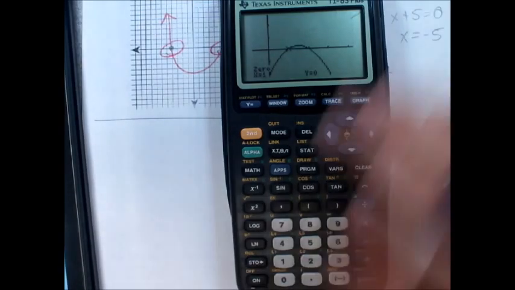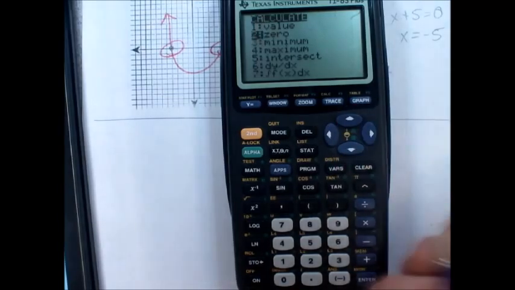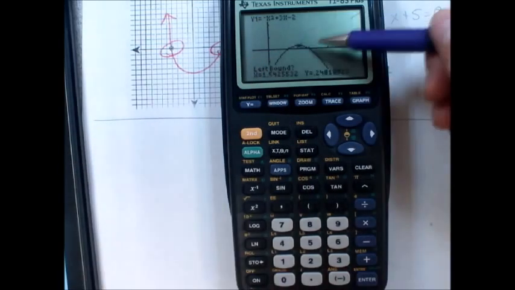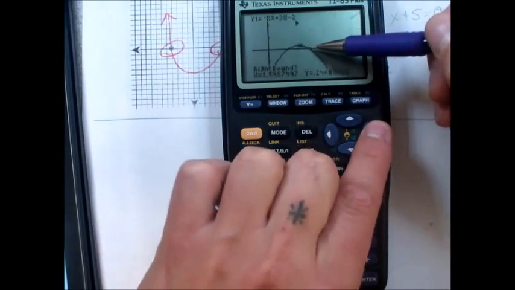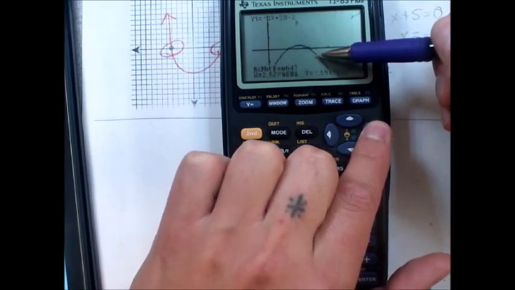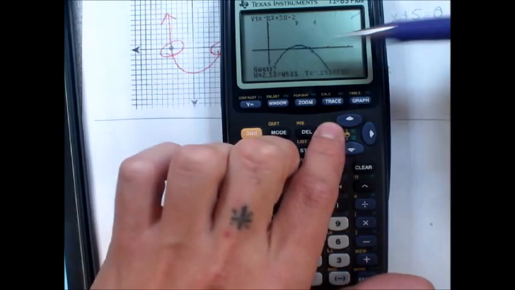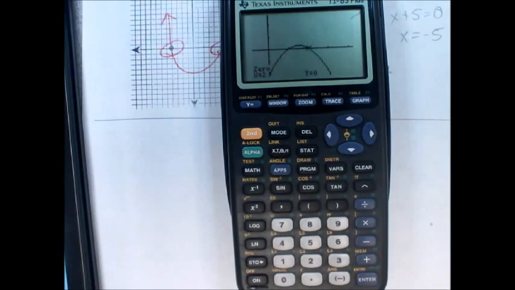And then when I want to find my other one, I do that same calc function. I go down to zero, and then I just do it on the right side. So left bound this time is right up here near the vertex. My right bound will be just below the x-axis this time. I press enter again, and then I guess right where I think it might be. And that one's at 2, 0. Okay, so I found my two zeros.